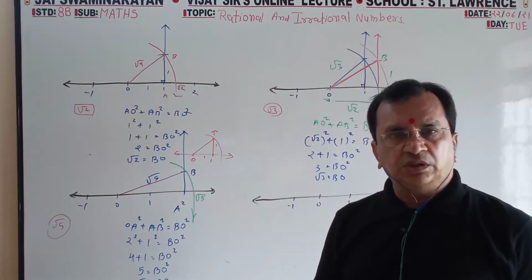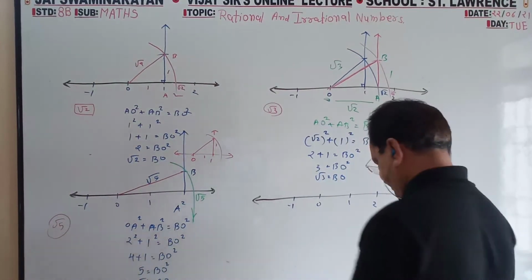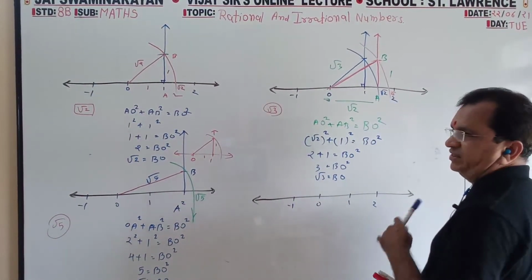Root 2, root 3, now root 5. Now root 7, sorry.